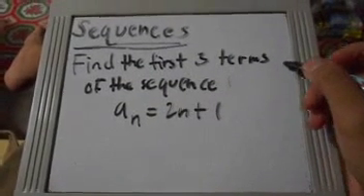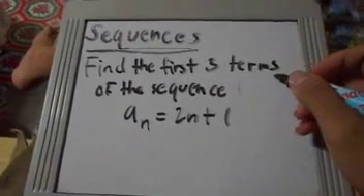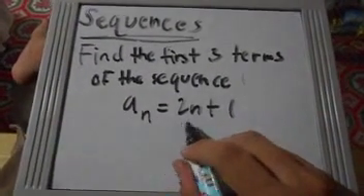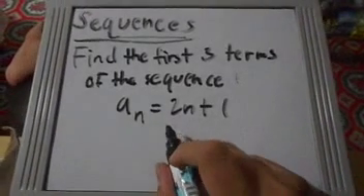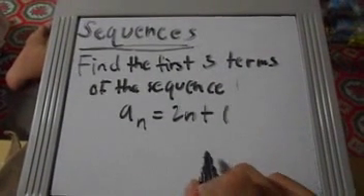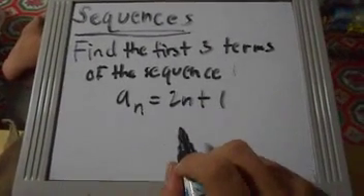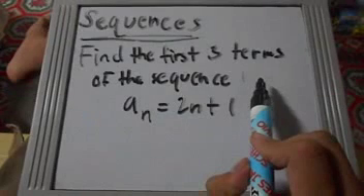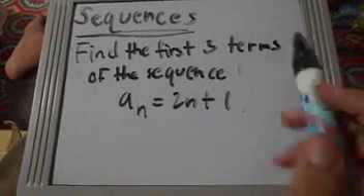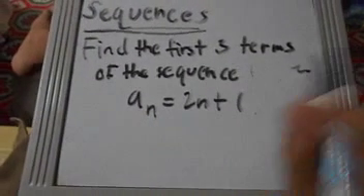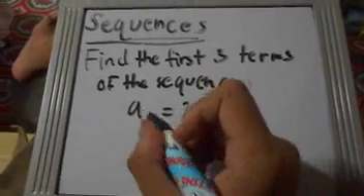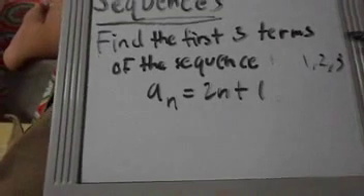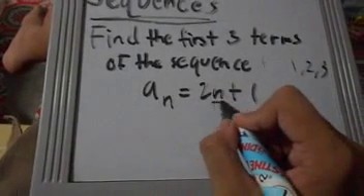Let's have our first example about explicit and recursive formulas. Find the first three terms of the sequence a sub n equals 2n plus 1. As you can notice here, no other term is given, so therefore it is an explicit formula. We are asked to find the first three terms of this sequence. So what we are going to do is just simply substitute 1, 2, and 3 for n here.